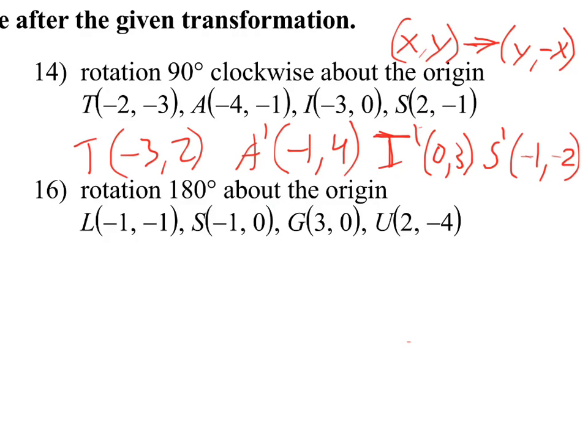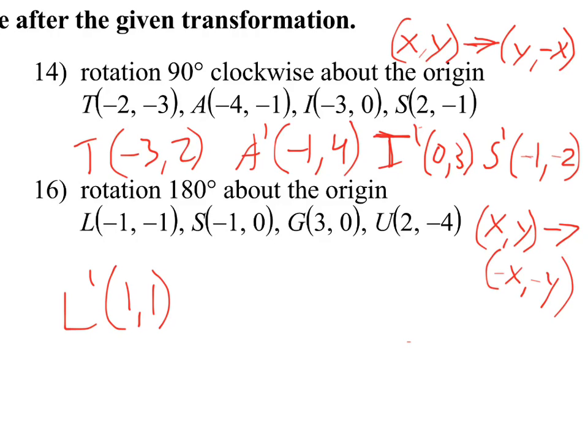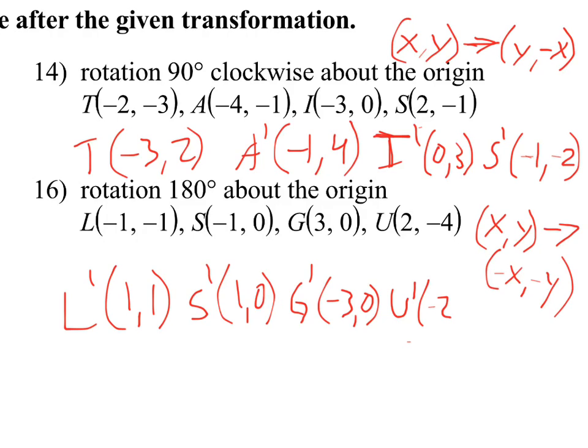And we're going to do a 180 degree rotation. Your coordinates are now just going to be the opposite sign. So it's actually really quick to do. L prime is going to give you (1, 1). S prime is going to give you (1, 0). G prime is going to give you (-3, 0). And then U prime, (-2, 4). That gives you that. And that's all of them.